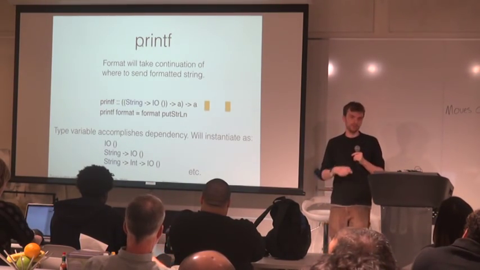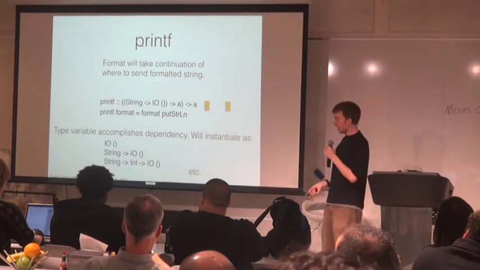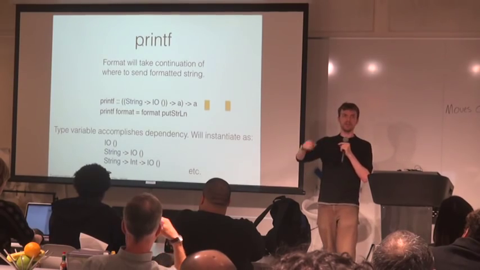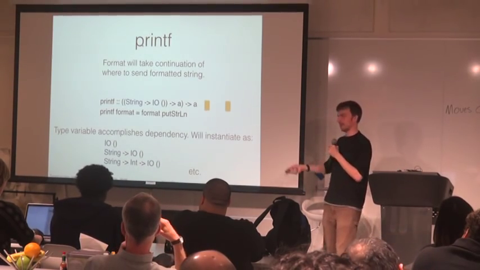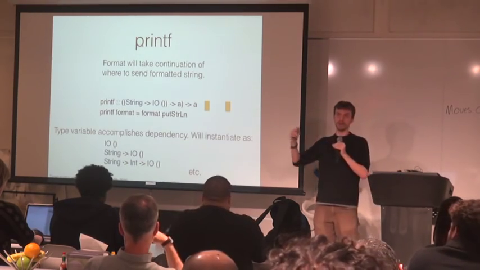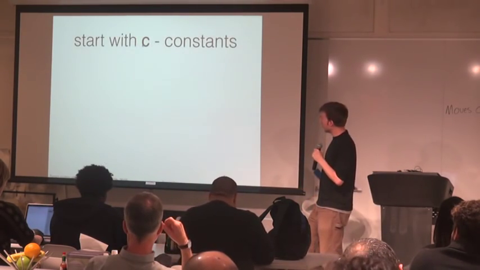So that would be the equivalent of just printing out a constant. But we could also get a string to IO function back, and that would be it expects one more string. It's going to insert it somehow and then print it out. We could get a string to int. We could get any number of different things. However many times you want to combine these things, you'll get a bigger and bigger function back.